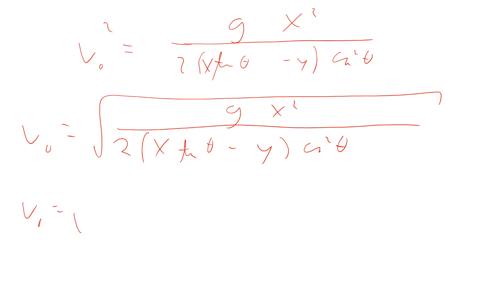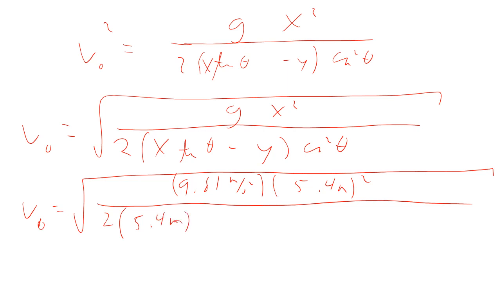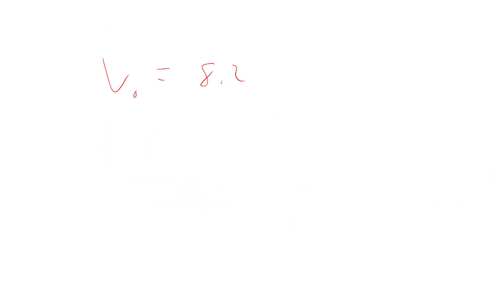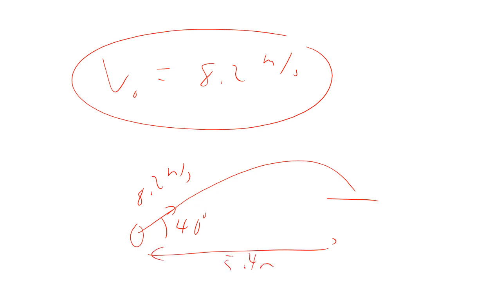So v naught is going to be the square root of 9.81 meters per second squared times x squared, which is 5.4 meters squared, divided by 2 times the x, 5.4 meters, times tangent 40 degrees minus the y, 0.91 meters, and then cosine squared 40 degrees. Plug all that in, and v naught is 8.2 meters per second. So you shoot the basketball at 8.2 meters per second at an angle of 40 degrees. And for this situation where it's 5.4 meters away and 0.91 meters up, it's going to go through the basket.